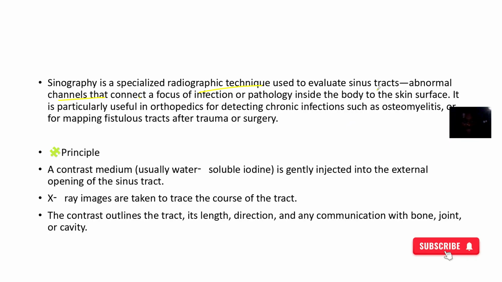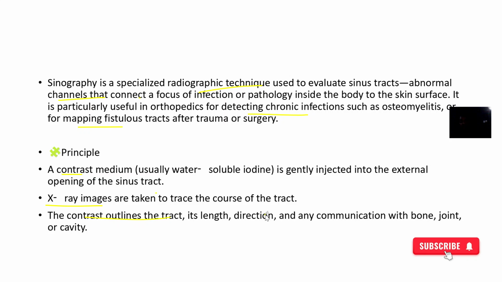It's particularly used in orthopedics for detecting chronic infections such as osteomyelitis, or they can even map fistula tracts after trauma or surgery. So what's the principle? A contrast medium is gently injected into the external opening of the sinus tract. X-ray images are then taken to trace the course of the tract. The contrast outlines the tract, its length, direction, and any communication with bones, joints, or cavities.